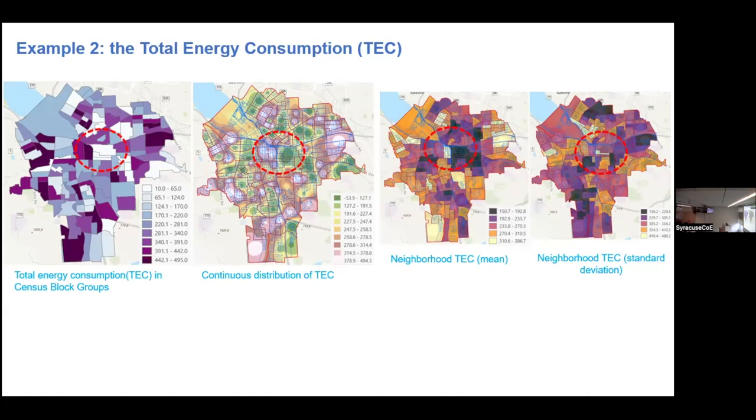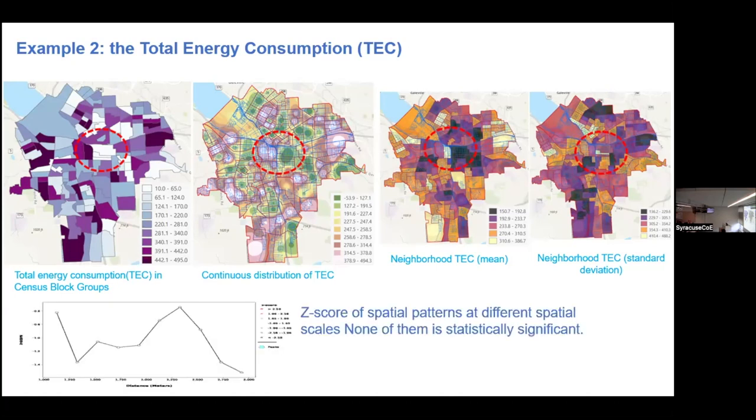Here I give you different types of geospatial patterns. I don't want to talk too much because I'm running out of time. But I just want to talk about this one, which I think is interesting. This is a type of geospatial analysis. It basically means if I group the data at 1 kilometer spatial scale, 2 kilometer, 2.5, 3 kilometer, different spatial units, I will get a distribution of the data.